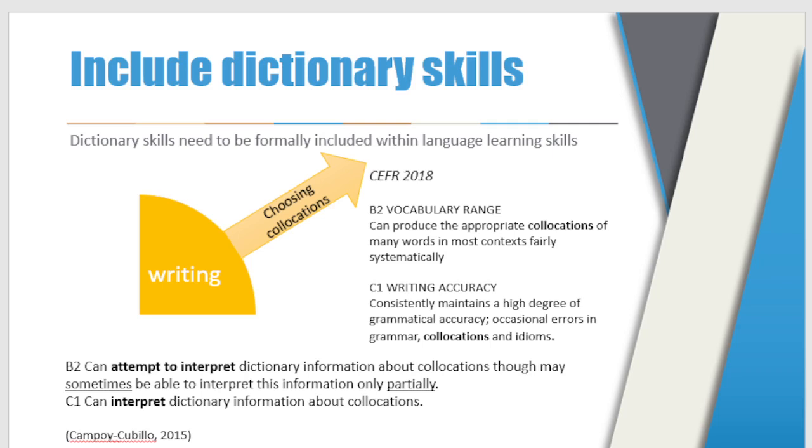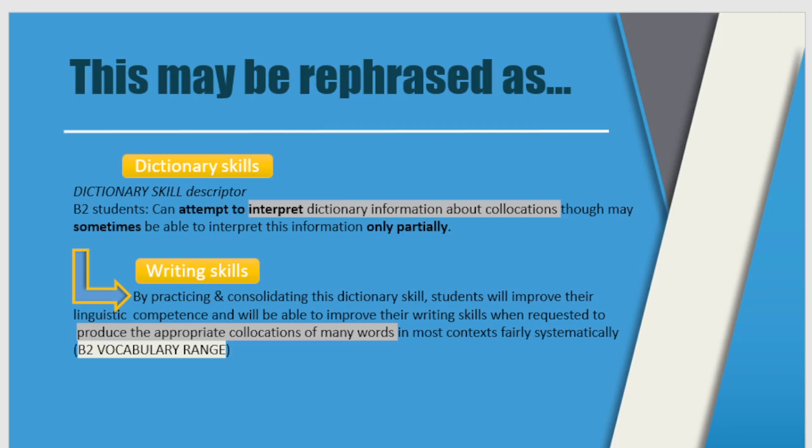How do we transfer that into dictionary skills? Well, what you have below in the slide, in B2, we could translate that into the ability to attempt to interpret dictionary information about collocations, though the dictionary user may sometimes be able to interpret this information only partially. If we find a C1 descriptor, we could say that the dictionary user could be able to interpret dictionary information about collocations. Let's try to rephrase this idea. So what we have is first a dictionary skill that we want to practice, and a B2 student, an intermediate student.